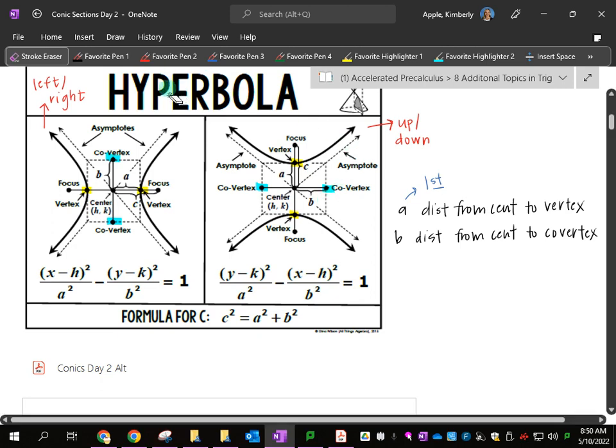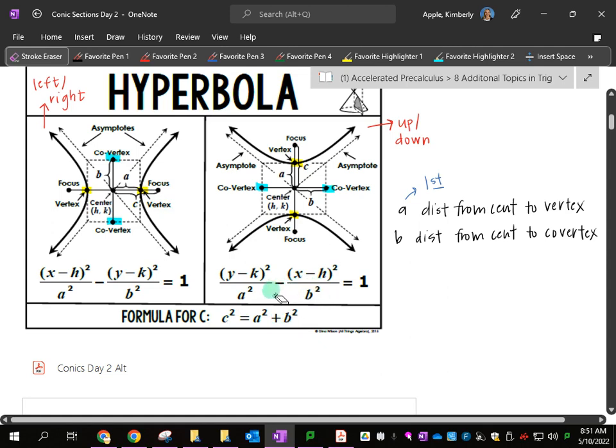So notice our focus has now moved back up here. Focus is still hovering inside. All right. C is still the distance from the center to the focus, which is great. The formula for C has changed. It's now addition instead of subtraction.